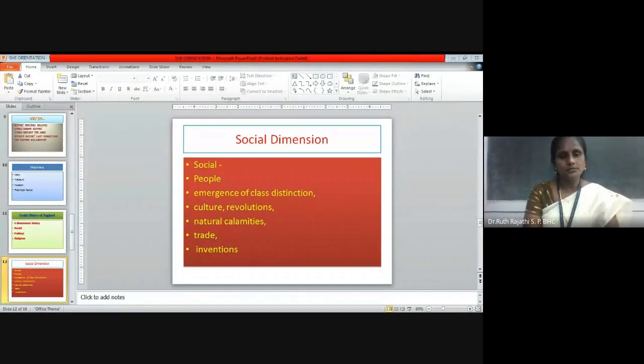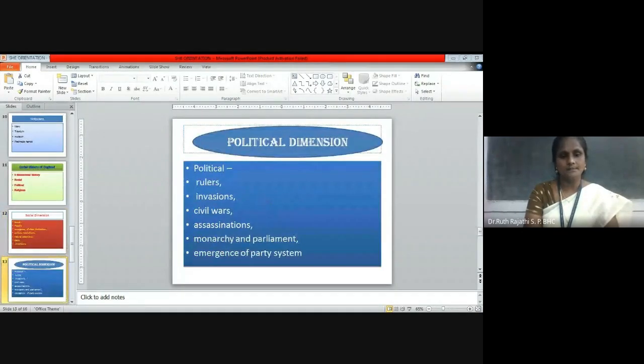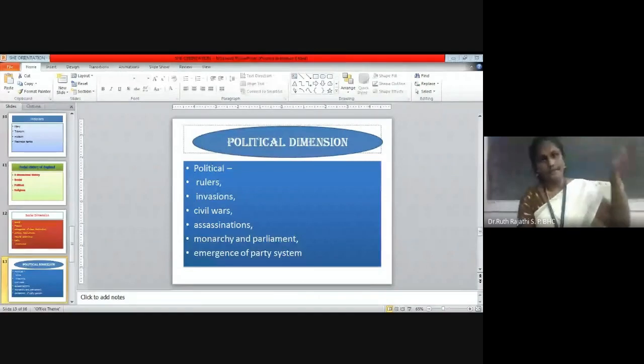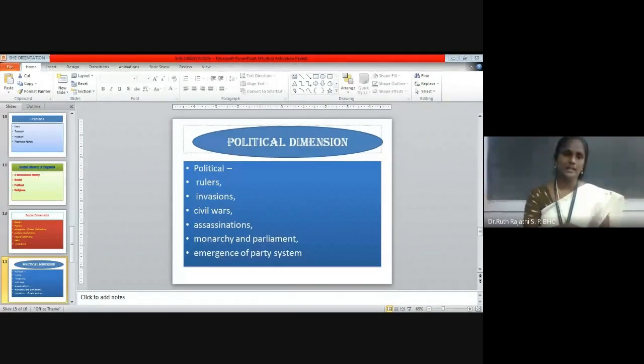And moving to the next one, the second dimension is the political dimension. So in the Social History of England, you will get the political dimension. As the title says, this talks about politics, simply the politics. When you read the book, you will get to know about the rulers in chronological order: who was the first king, and after that who came, and after that who came. It will be described chronologically by the author.